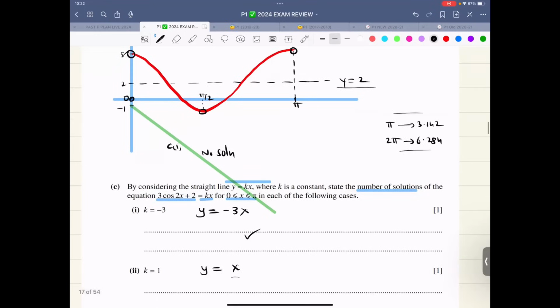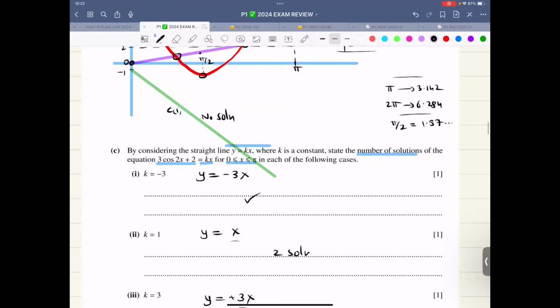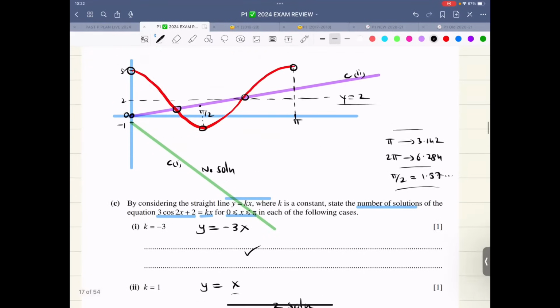y = x. Now over here, pi by 2 is approximately 1.57 something. So pi by 2 is 1.57. Therefore, this would be somewhere over here. So let me draw the other line, the purplish line, and this line goes like this. So this is the answer for C part 2. It's intersecting at 2 points. So therefore, we will say there will be 2 solutions. So this kind of working has to be done.